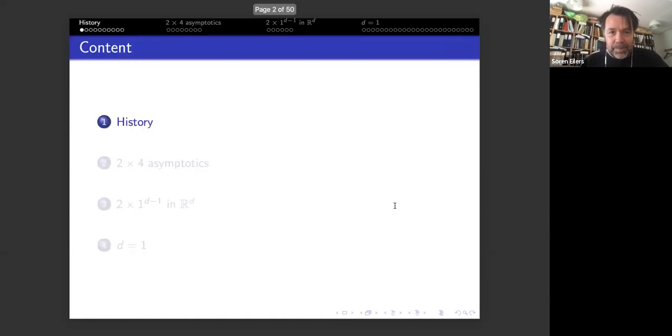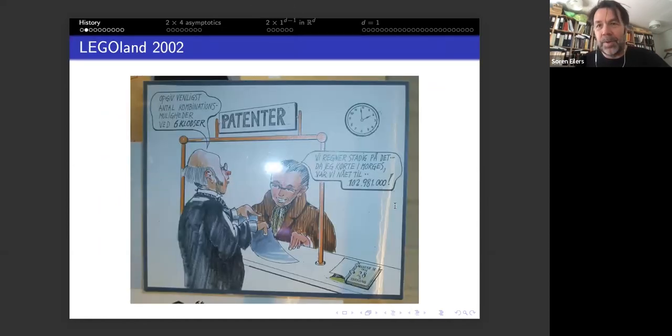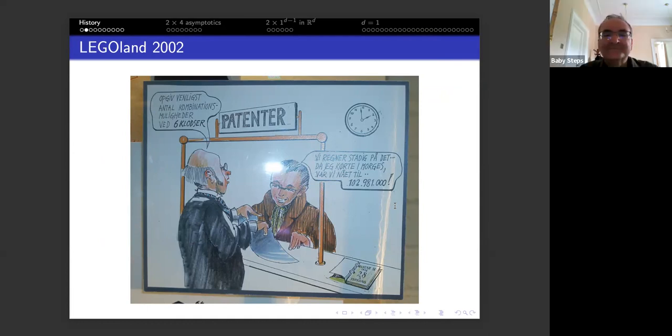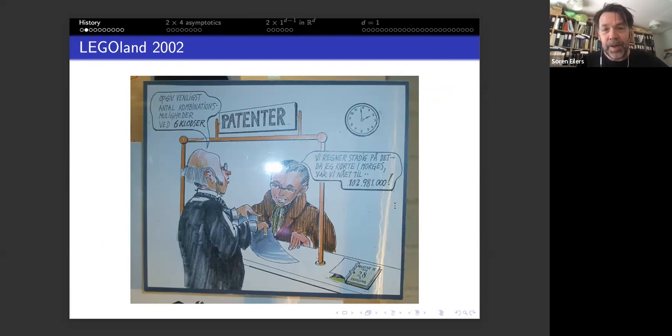Okay, so the starting point for this whole thing for me was this poster. It's written in Danish, so I don't expect that you understand, but it's a picture that I saw in Legoland in Billund, which is in Western Denmark. So this is an amusement park. I went there in 2002 with my daughter, who is now 25, and so I guess she was 5 at the time. And it was a very rainy day in the middle of the summer, and we had to go inside because it was just pouring down.